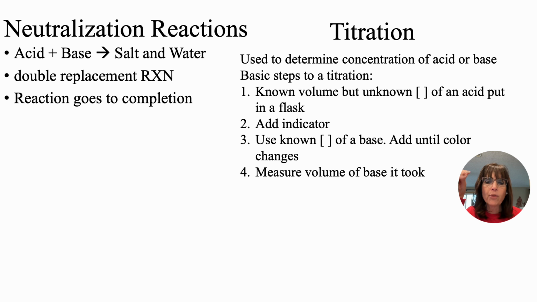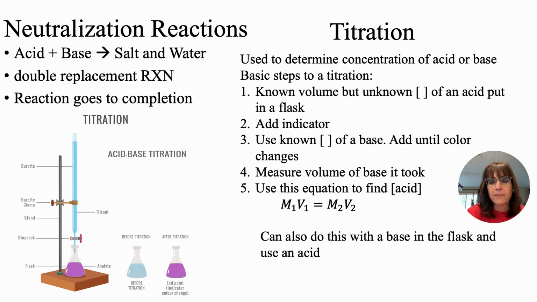So you know 3 things. You know how much acid you have. You know how much base it took. You know the concentration of the base. Then we just do a little bit of math to figure out the concentration of the acid. And this is the equation that you use. It's called M1V1 equals M2V2. We use it a lot for dilutions, all sorts of things.